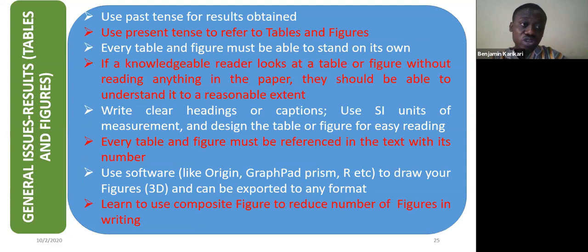Also, results. I'll talk briefly on figures and tables. We usually use past tense to present results obtained, and we use present tense to refer to tables and figures. Table 1 gives the outcome of effect of fertilizer on plant height or plant growth or whatever. And then every table and figure must be able to stand on their own. Don't forget, the table that you present in your thesis or in your article that you want to publish, if I pick that table, I should be able to understand everything in the table without reading your main text.